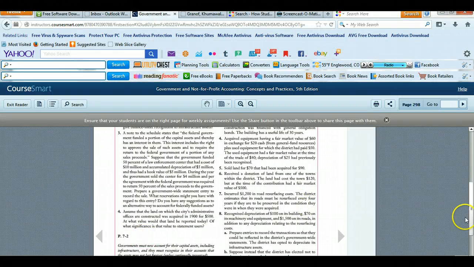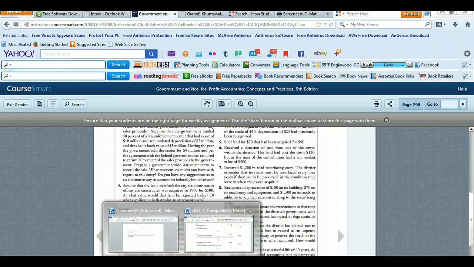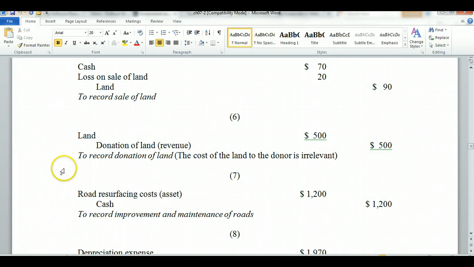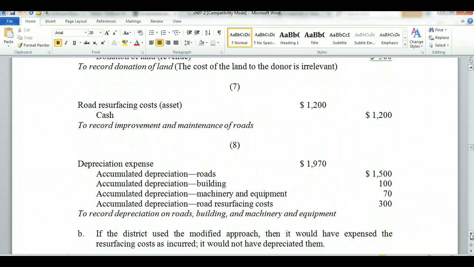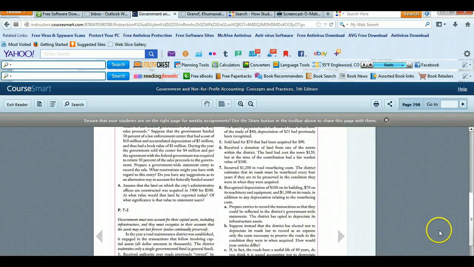Finally, we're going to talk about road resurfacing costs. It incurred $1,200 in road resurfacing costs, and the district estimated its roads need to be resurfaced every 4 years. Again, we're depreciating our infrastructure, so what we will be doing here is using this road resurfacing cost as an improvement to our roads. And so, therefore, we will report this as an improvement or asset to our roads of $1,200, credit our cash for $1,200 because we are opting to depreciate our infrastructure.